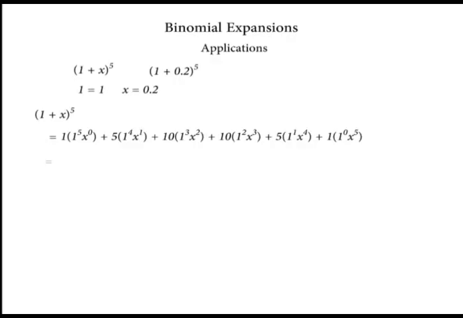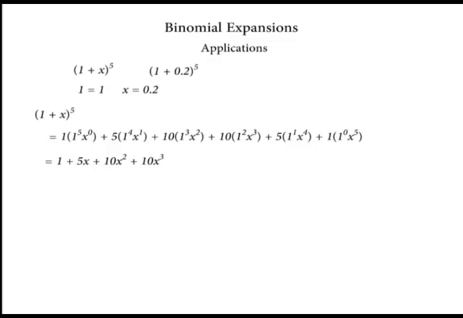That gives us 1 raised to power 5 is 1, and then x raised to power 0 is also 1. So we have 1 times 1 times 1 giving us 1, then plus 1 raised to power 4 is 1. x raised to power 1 is still x, times 5 we get 5x, plus 1 raised to power 3 is 1, x squared, then times 10 will give us 10x squared, then plus 1 squared is 1 times x cubed is x cubed, times 10 will give us 10x cubed.